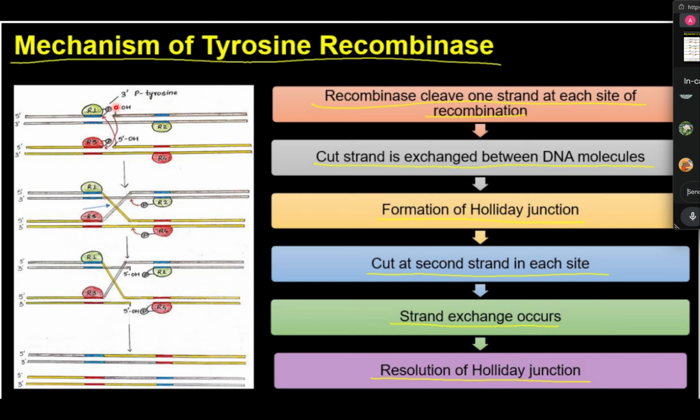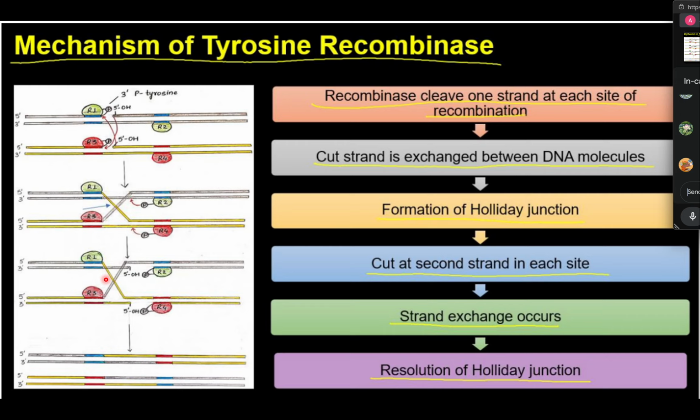So the recombinase will first cut one strand on each site. So it will cut one of the strands here and a similar strand on the other chromosome. The cut strand is now exchanged between the molecules. So this goes here, and this goes here. So you see there is a crossing over and this X type Holliday junction formed again. And this is the formation of a Holliday junction.